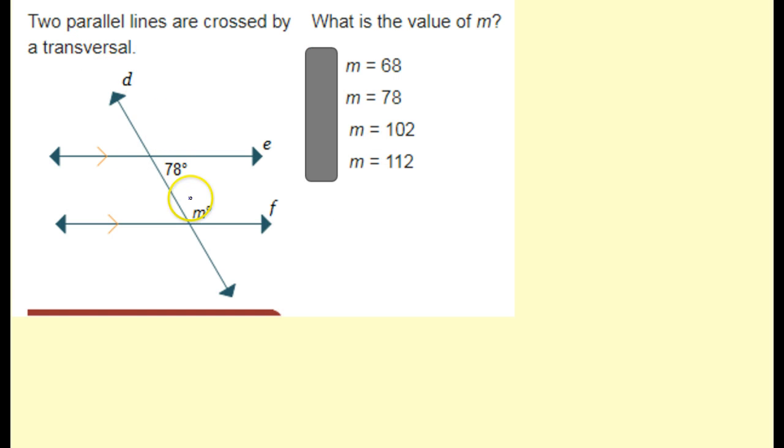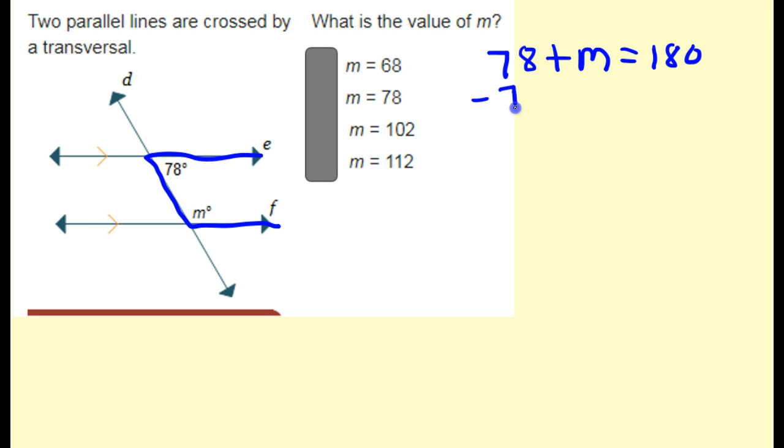Alright, parallel lines cut by a transversal. What is the value of M? Once again, we are looking at a pair of same side interior angles. The two angles nestled inside the box must be supplementary. They have to add up to 180. So 78 plus M must equal 180. Subtracting 78 from both sides, M must equal 102. So this is the answer right here.